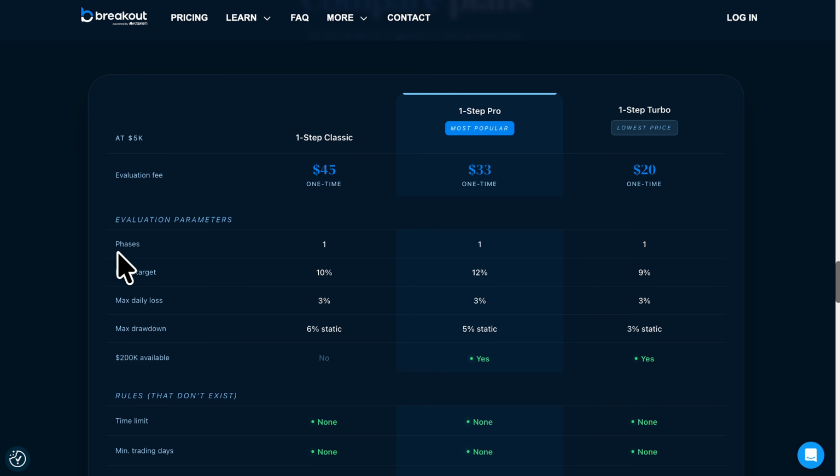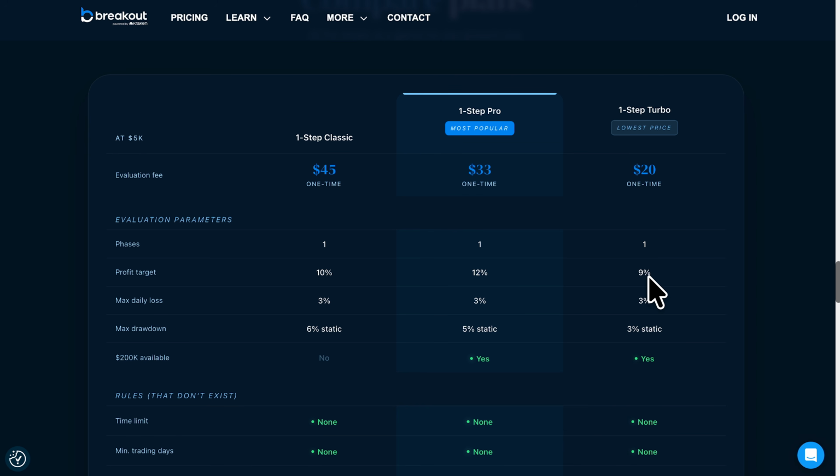Now, under phases, it means that these accounts are one phase accounts. So you just need to pass one phase and then you go to the funded stage. The next one is the profit target. For the Classic, it is 10%. For Pro, it is 12%. And then for Turbo, it is 9%.